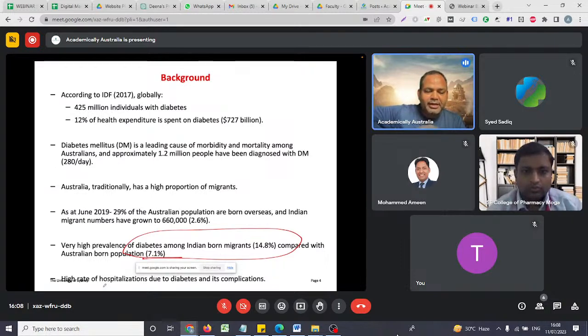Another problem is the high hospitalization due to complications among the Indian population in Australian hospitals. In Australia, healthcare is basically free. If you go to see any doctor, or want any investigation, lab test, or pharmacy service, everything is free and paid by the government. So anything beyond limits is an unnecessary burden on the government.